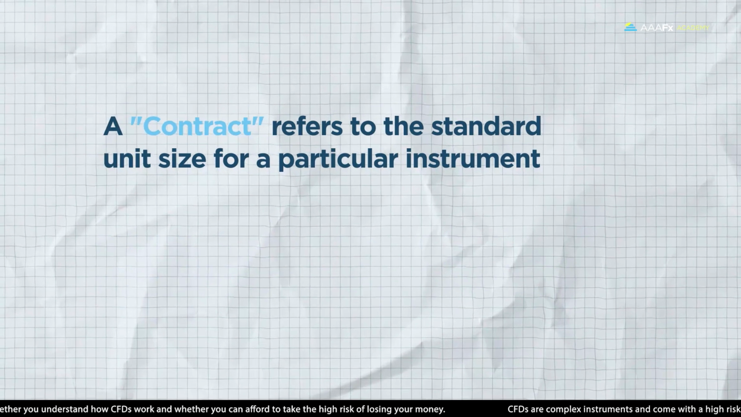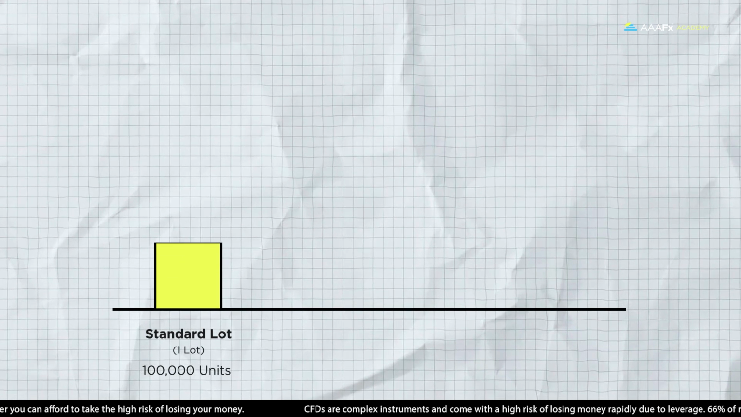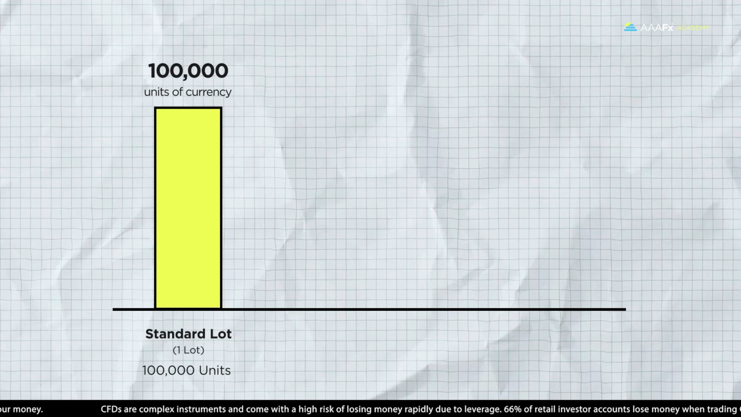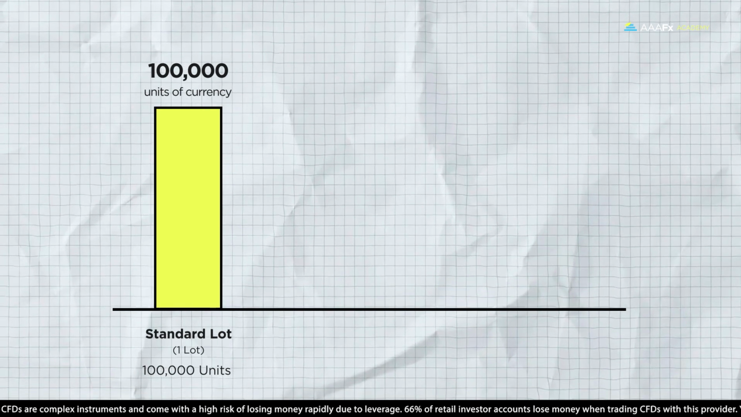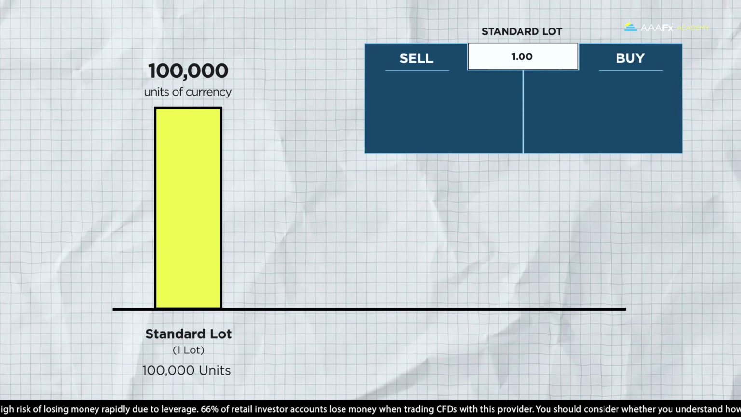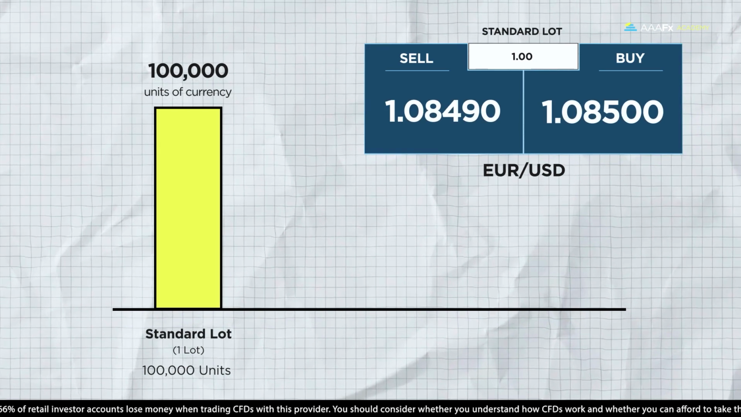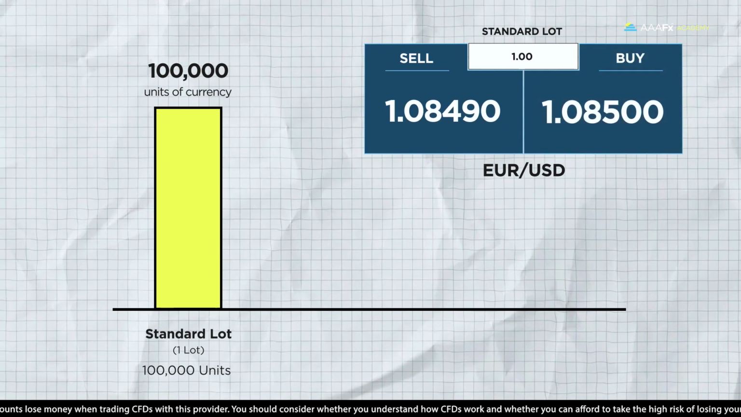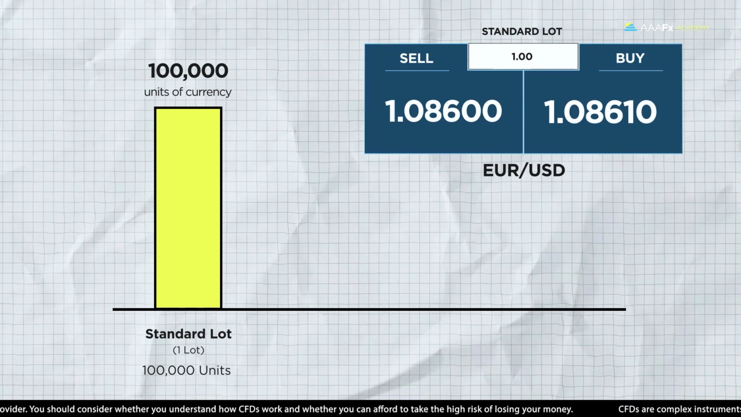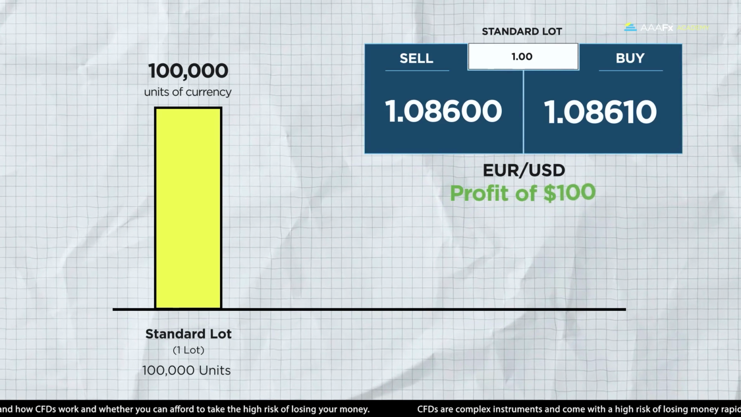To illustrate this, let's consider a common lot size in Forex, which is the standard lot. A standard lot equates to 100,000 units of the base currency. So for the Euro USD currency pair, a standard lot would be 100,000 euros. Suppose you decide to trade one standard lot of Euro USD at a price of 1.08500. This means you're trading 100,000 euros. If the price moves in your favor, say to 1.08600, you'd make a profit of $100 because your position has gained in value.